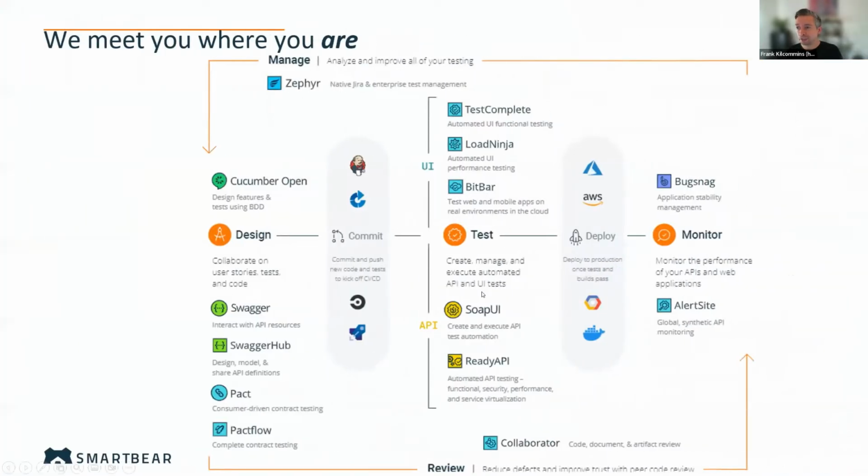Taking a very brief look at our product portfolio, SmartBear works right across the software development lifecycle, from BDD to design, test and test management, code review capabilities, all the way up to integrations and optimizations for continuous integration and continuous deployment, as well as monitoring and app stability capabilities. And all of this is to ensure that our customers can deliver high quality software faster.